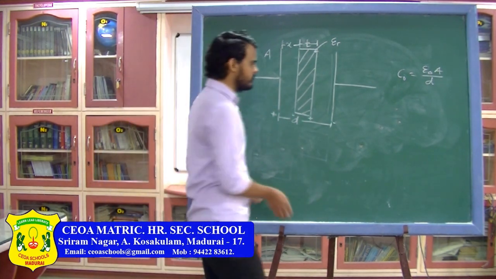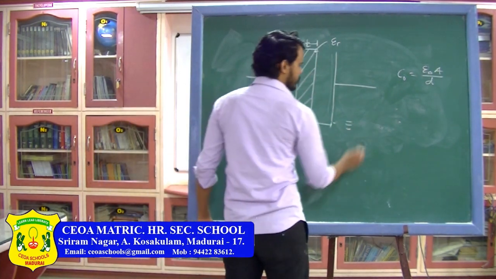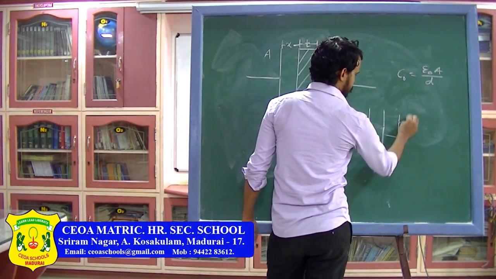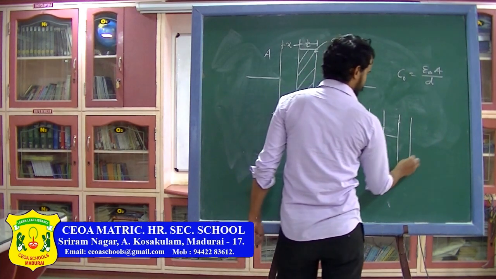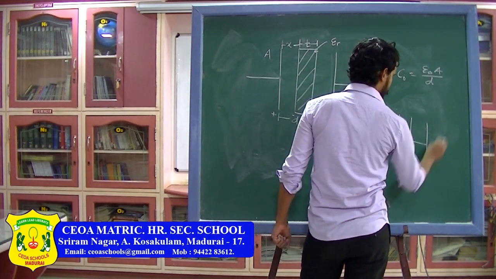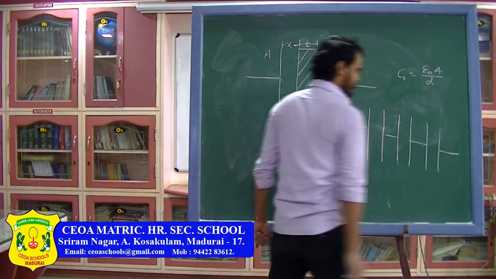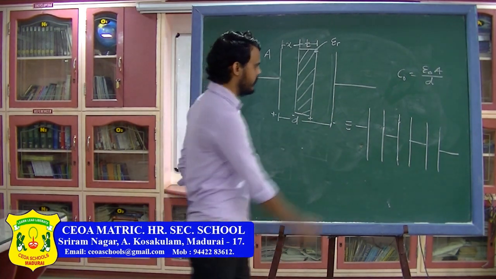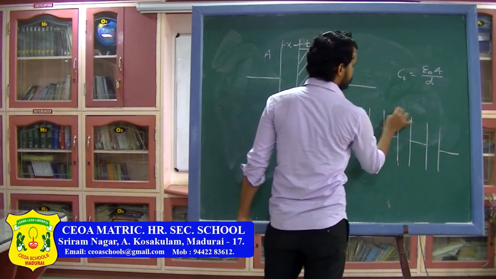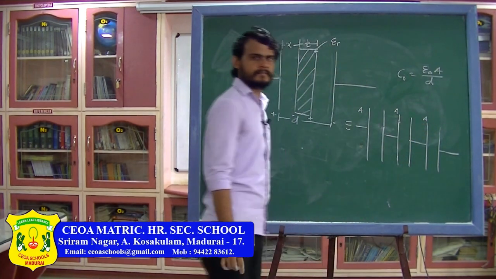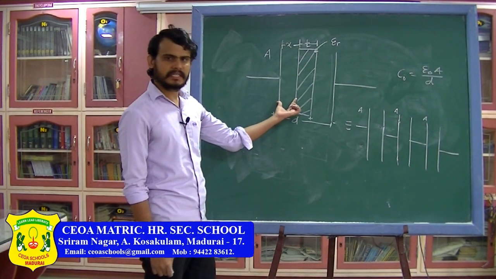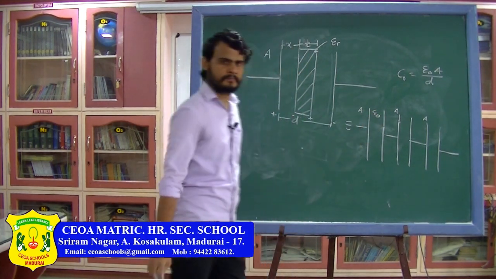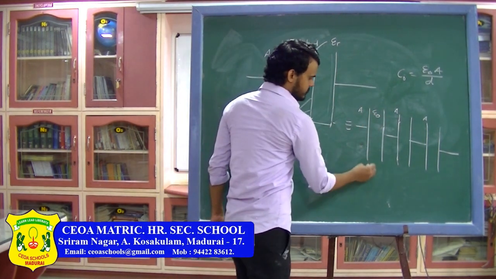So I can redraw this diagram like this. Now here you can see the area of all the plates is A. So area of this is A, area of this one is also A, and area of this one is also A. Here in this capacitor there is no dielectric medium, so I can say the medium is epsilon naught, and the distance between these two plates is x.